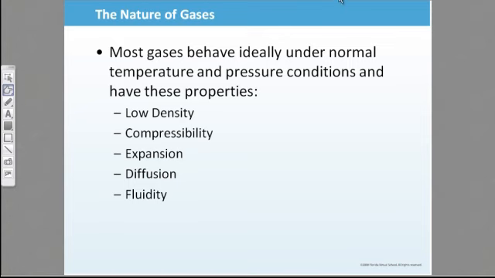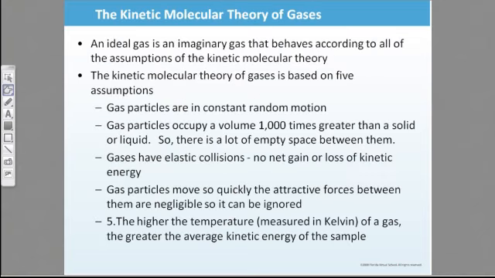Now, all of those properties can be explained using the kinetic molecular theory. All right? An ideal gas is an imaginary gas that behaves according to all assumptions of the kinetic molecular theory. Now again, we have to talk about them in ideal situations because, of course, we live in a real world with real gases, so they do not always follow exactly the things we're going to talk about here, especially when, again, they're at those extreme conditions of temperature and pressure.